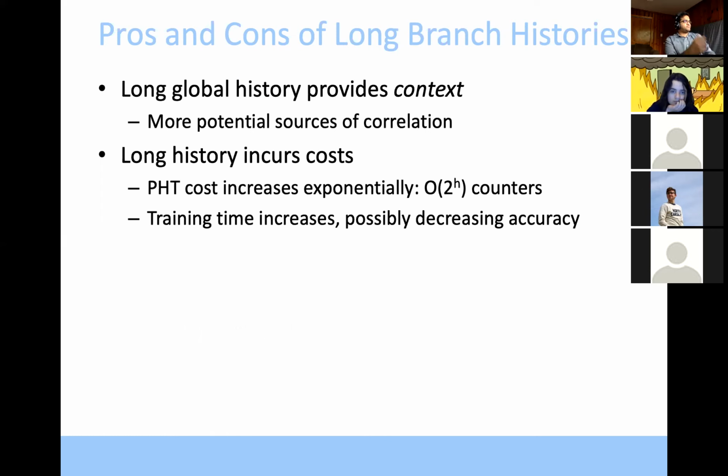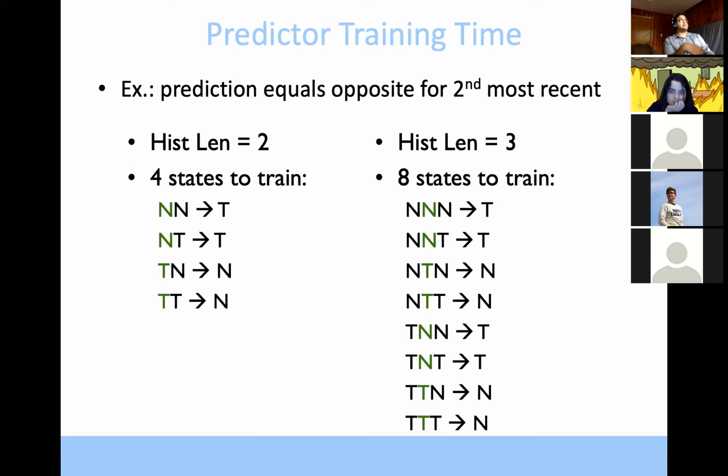So, predictably, if you have longer branch histories, you have more context. You can make decisions better, but it also increases the prediction history table exponentially, because you always have order 2 power h counters, 2 power b plus h, but it's order 2 power h counters. And training time increases, possibly decreasing accuracy if you have small branch predictions.